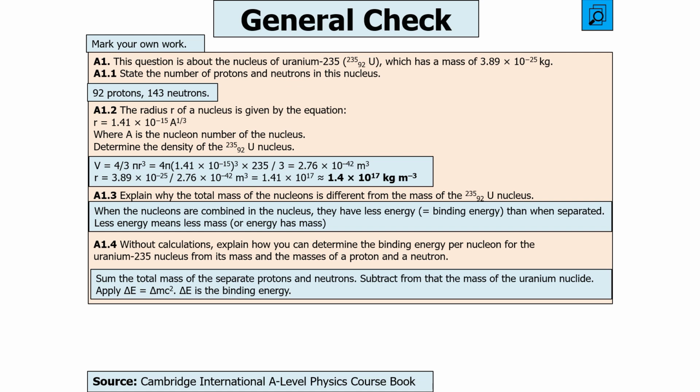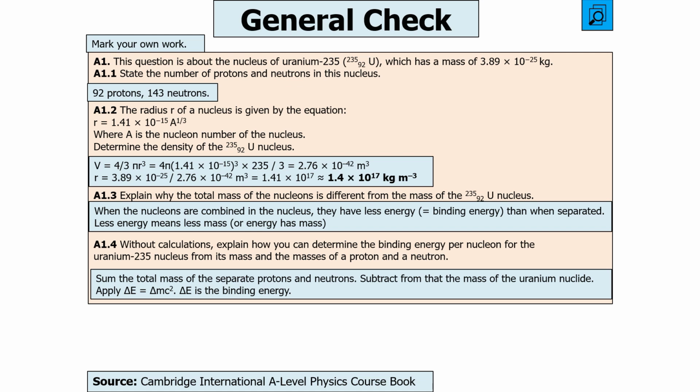In the next one, if you sum the total mass of the separate protons and neutrons, then subtract that from the mass of the overall uranium nuclide, you can then work out what the energy is when it goes into a nucleus. The energy is equal to the change in the mass between the separate protons and neutrons and the nucleus times c squared.